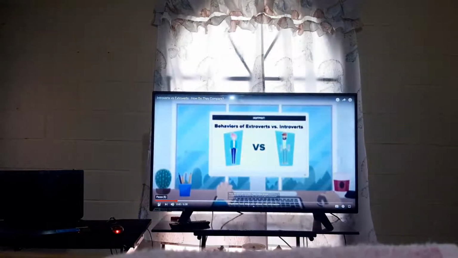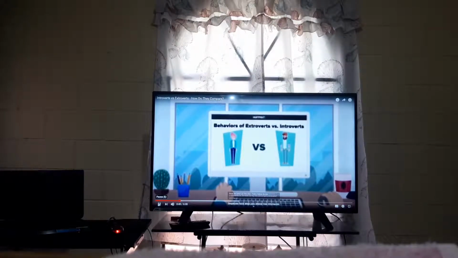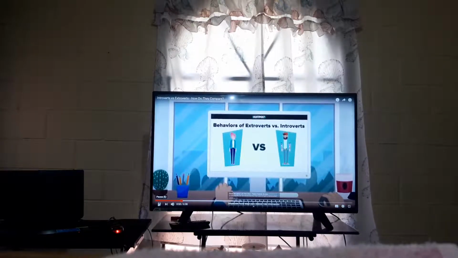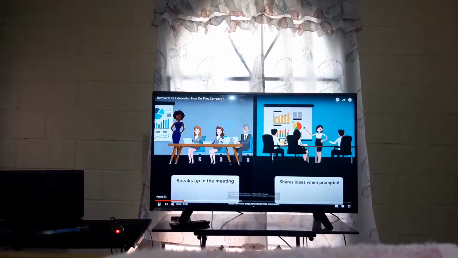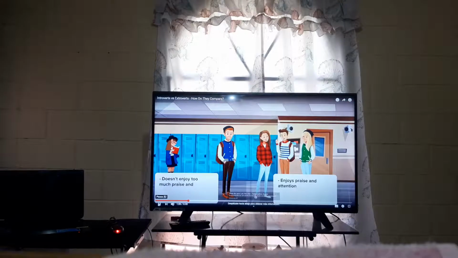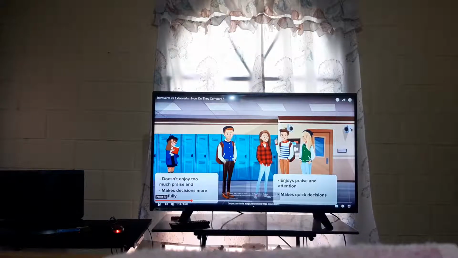We started out by looking at these personality types within the workplace and found an article in the Huffington Post that featured a very simple chart displaying the key behaviors of both extroverts and introverts. Let's take a closer look. Where an extrovert tends to speak up in meetings, an introvert may only share ideas when prompted. Extroverts are fine with open workspaces, whereas introverts like working in quiet spaces. Extroverts enjoy praise and attention, whereas introverts do not. Extroverts are quick decision makers, and introverts tend to ponder decision making more carefully.